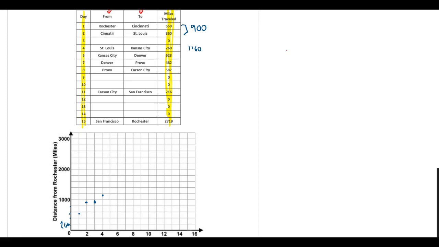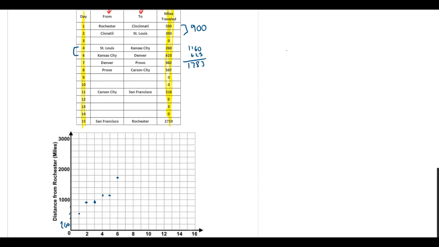What gets a little bit tricky here is day 5 gets skipped. So they stay on day 5 at that exact same distance. But on the 6th day, they drive 623 more miles, which makes it 1,783 miles away from Rochester. And that is going to occur on the 6th day. So it'll be a little bit less than 1,800 miles.